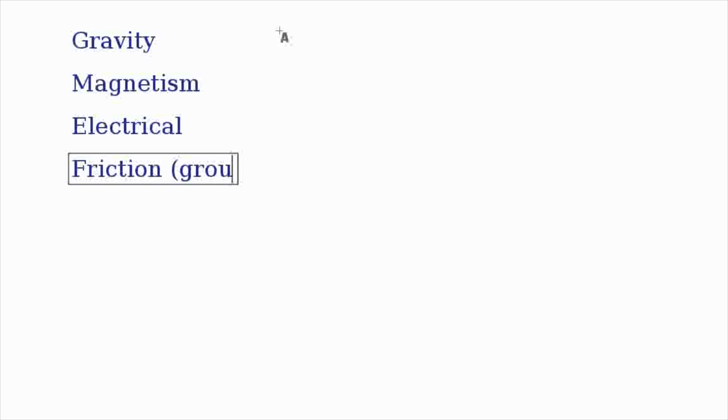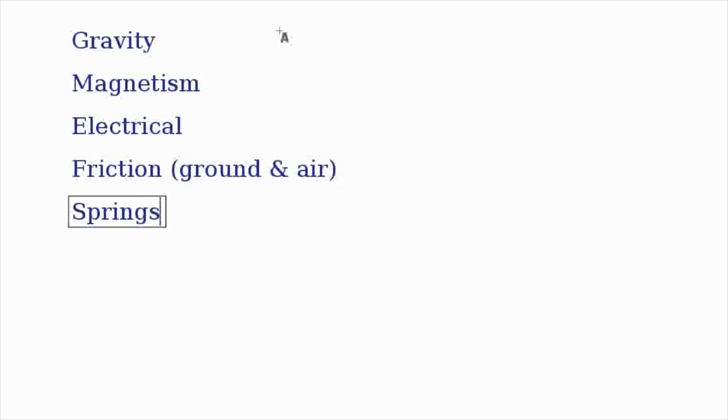Magnetic forces, magnetism. We've all played with magnets before. Later on you'll learn that there's also electrical forces. Friction. If you slide into second base in baseball, you can have friction. You can also have air friction, like when you're riding a bike, the air friction slows you down. That's another example. You can have spring forces. We've all played with springs.